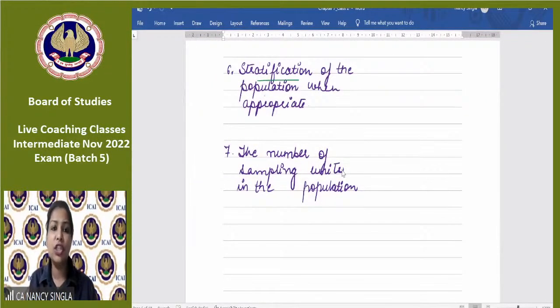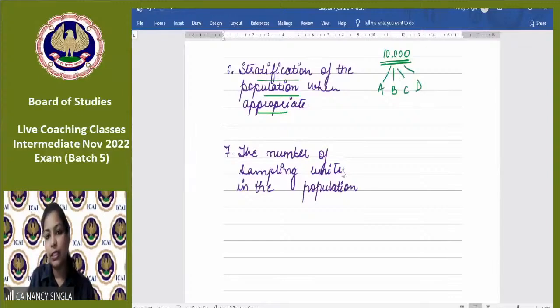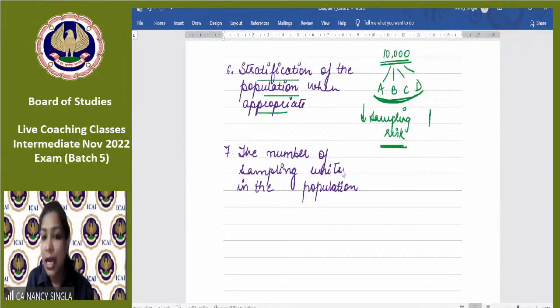So, stratification of the population when appropriate. Now tell me about this. See, if there are 10,000 items, let's say, of 4 products, A, B, C, D. Okay? Now, I as an auditor, I want a lower sampling risk. Okay? So, since there is variability of data, I want to reduce the sampling risk. I will have to increase the sample size.